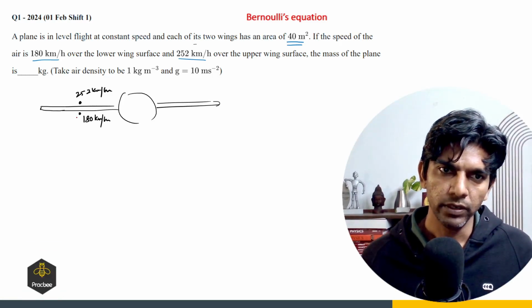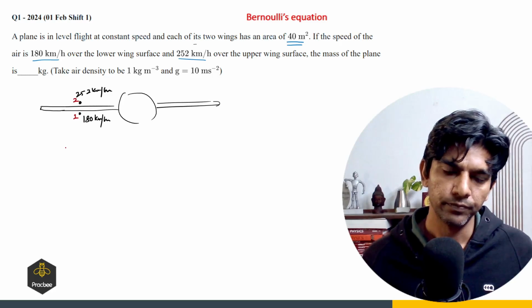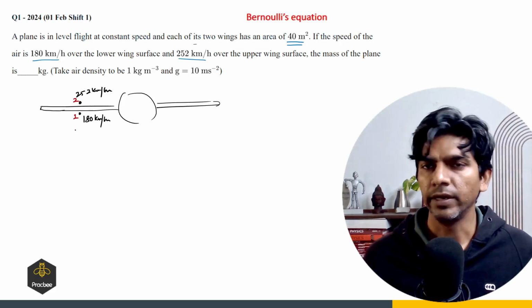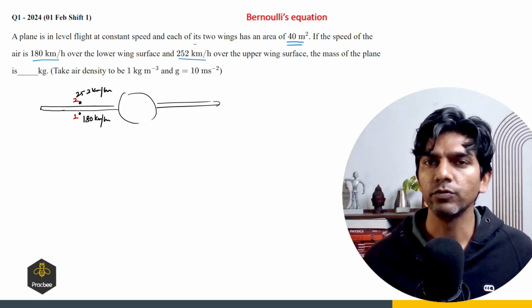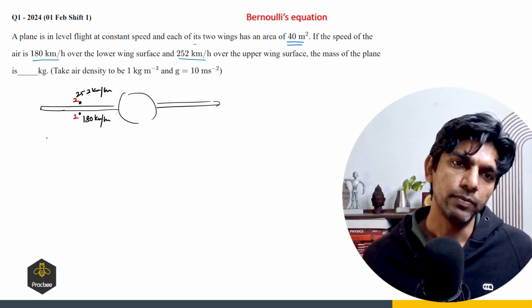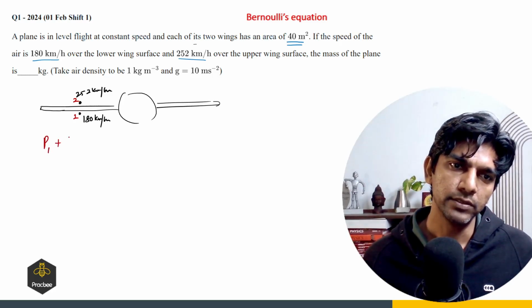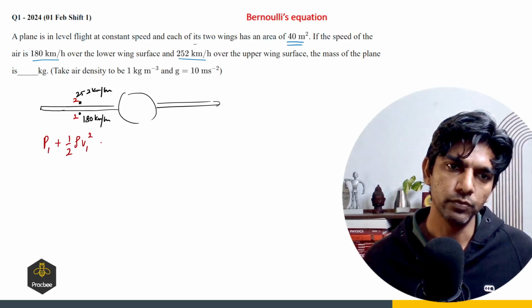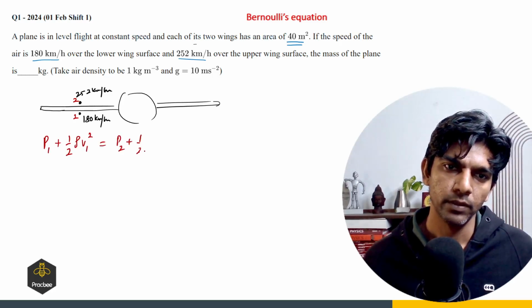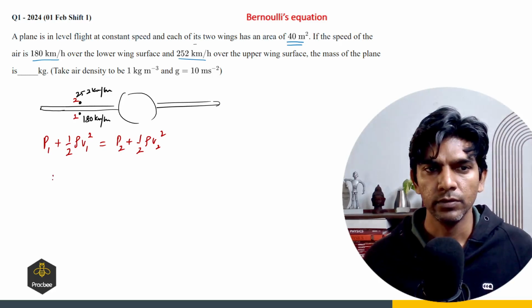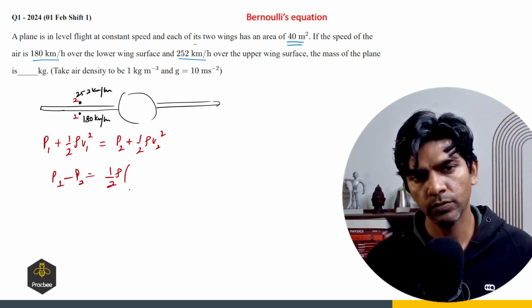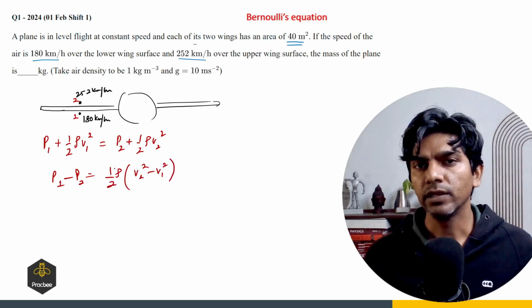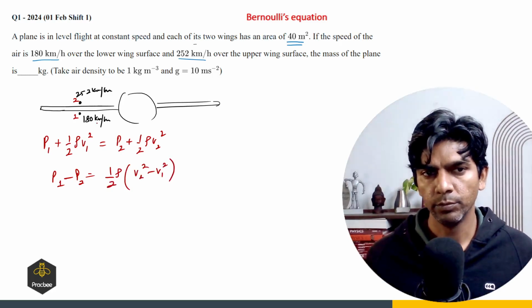So if you apply Bernoulli equation between 1 and 2, we can ignore the thickness of the wing. So we can say 1 and 2 are at the same level. If you apply Bernoulli, we can say P1 plus half rho V1 square is equal to P2 plus half rho V2 square. So we will get P1 minus P2 as half rho (V2 square minus V1 square). Now that will give us the pressure difference between 1 and 2.